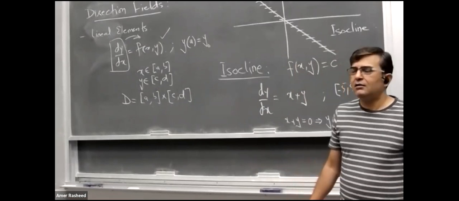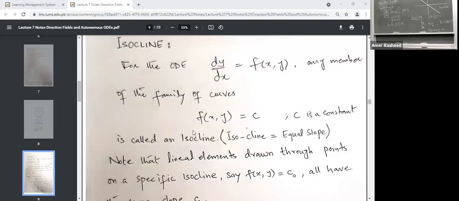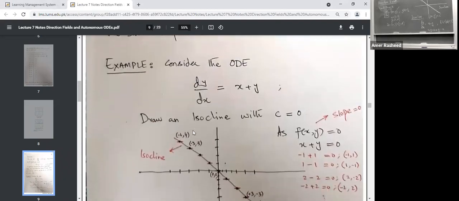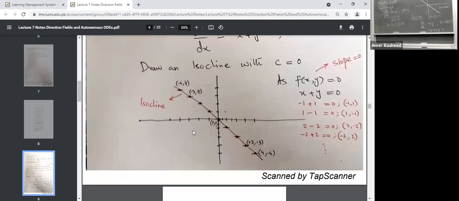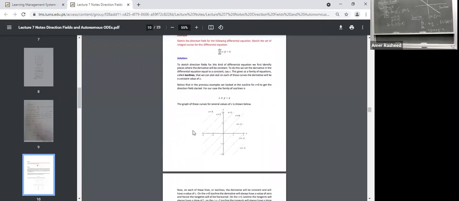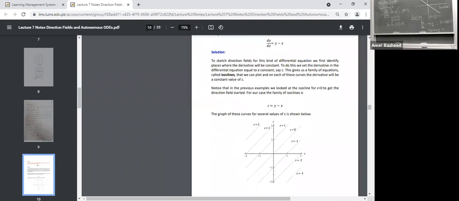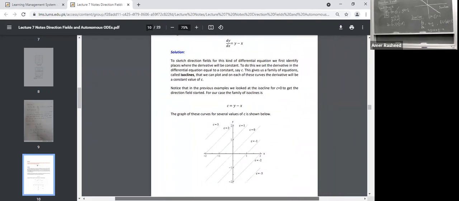Okay, so yes, maybe let me show you. Let me share the screen here. This is the isocline, and I have given an example in my notes. If you consider this ODE, x plus y, this is a single isocline, but there will be infinitely many isoclines. I hope you can see it. Can you see this graph?